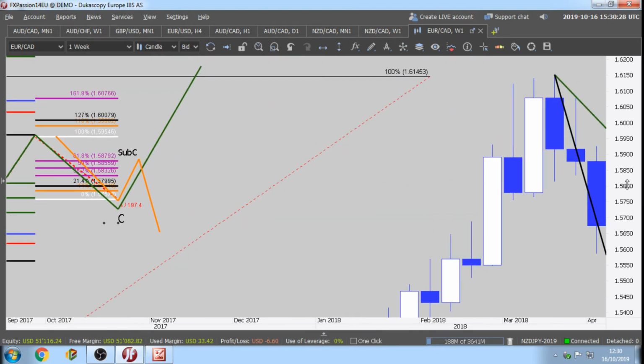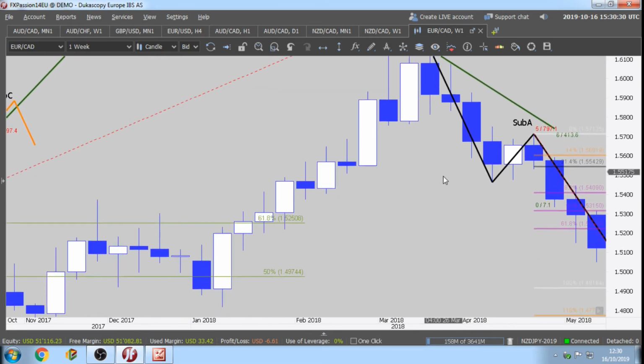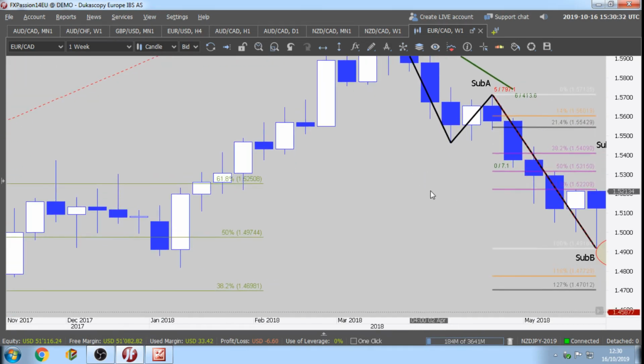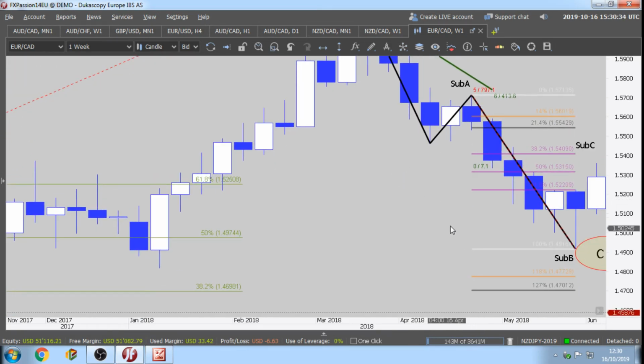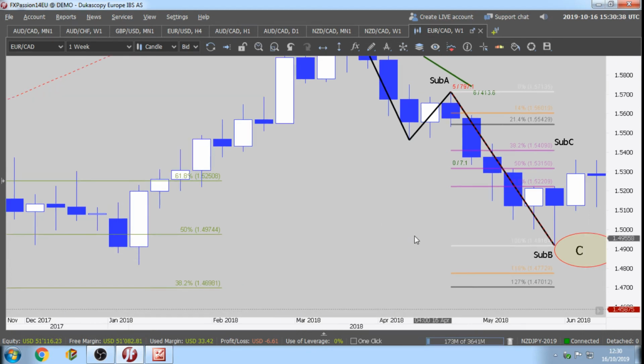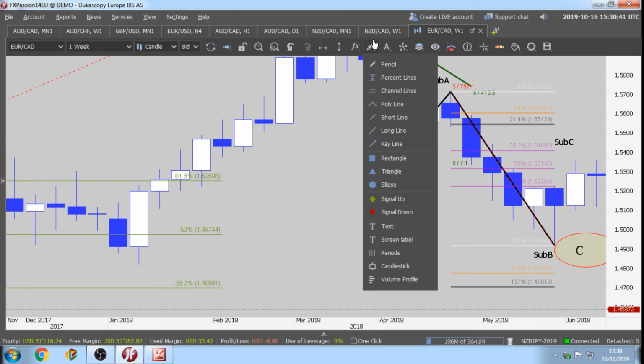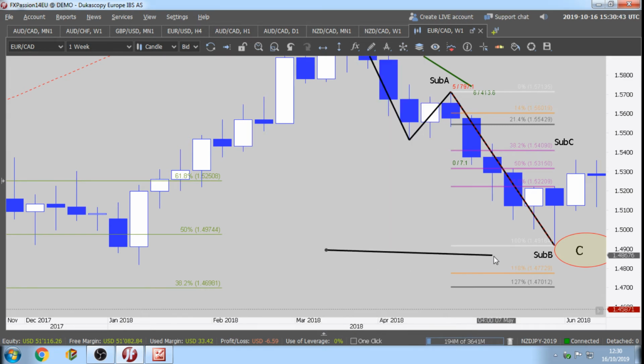Okay? So we are using the same rules, the same concepts. Okay? So now we said we have a C. Is this, everybody, a conformed C? Is this a conformed C?